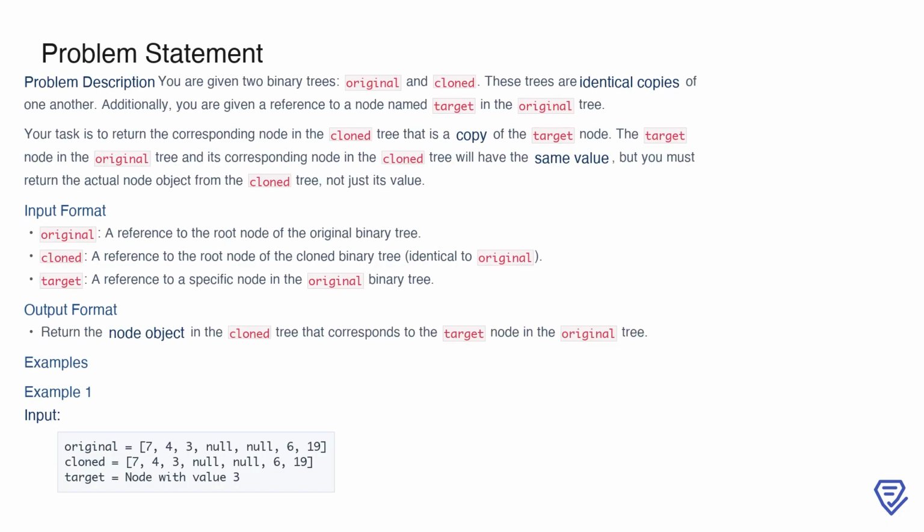In this problem, you are given two binary trees, one is called the original tree, and the other is called the clone tree. These two trees are identical copies of each other in structure and values. Additionally, you are provided with a reference to a specific node in the original tree, which we will refer to as the target node. Your task is to locate the node in the clone tree that corresponds to this target node. It's important to note that even though the target node's value will match the value of the corresponding node in the clone tree, you need to return the actual node object from the clone tree, not just its value. The inputs consist of references to the root nodes of both trees and the target node, and your output should be the corresponding node object from the clone tree.